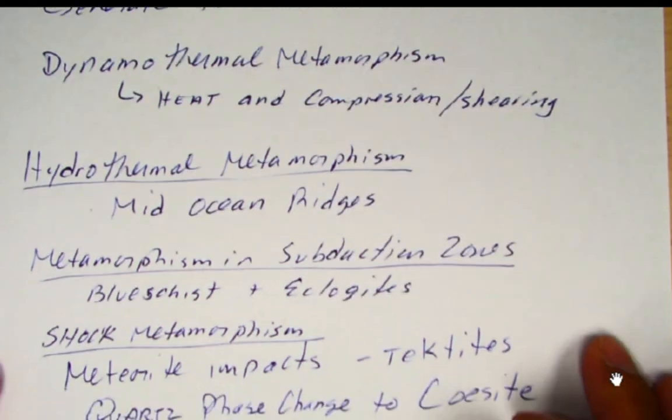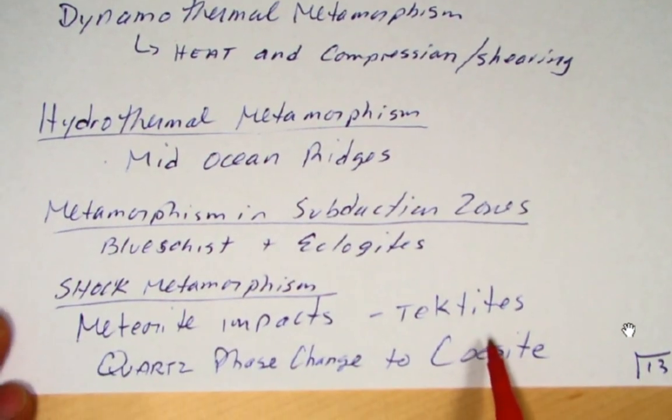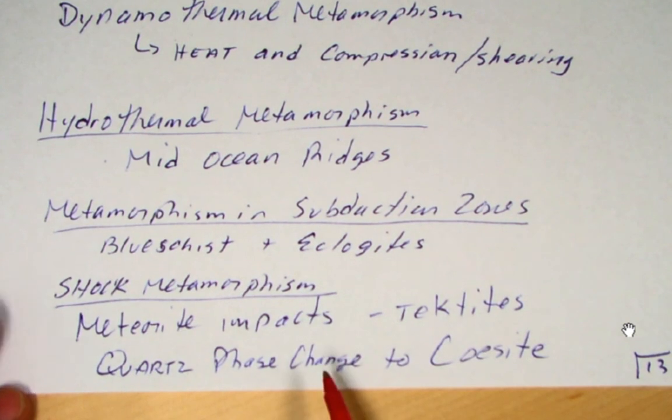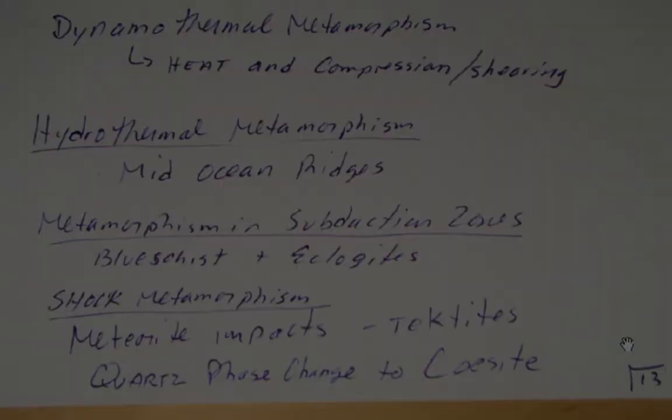And then the shock metamorphism is where you're getting these tektites, which are basically the rock or minerals that are shocked from these meteorite impacts. And the quartz experiences a phase change into a more dense form called coesite.